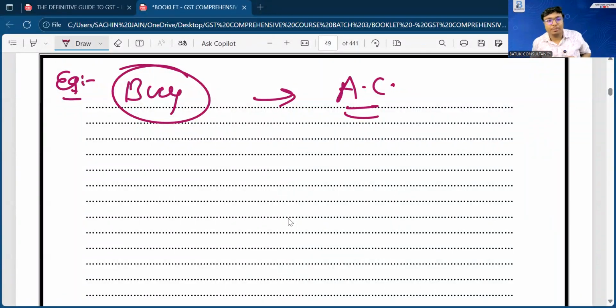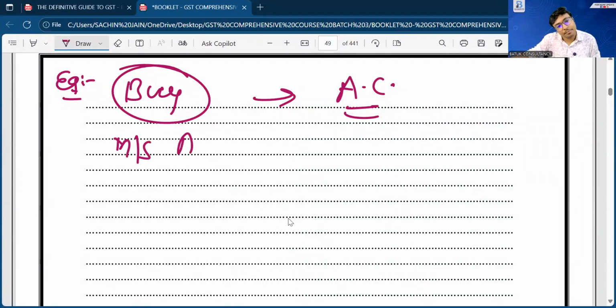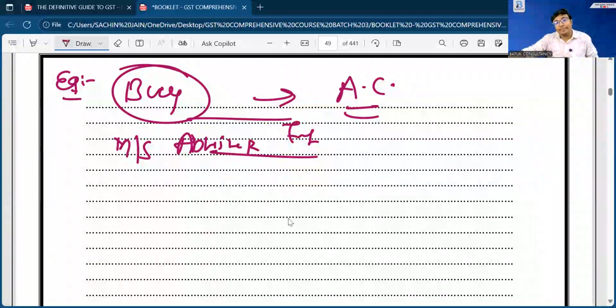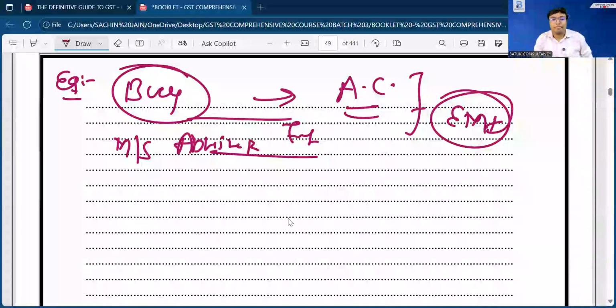Okay. So I want to buy one AC. So I have visited Messrs. Abhishek Enterprises. Now the matter is that I want to buy that AC on EMI. Abhishek Enterprises is saying that, sir, they will arrange the EMI facility for you.